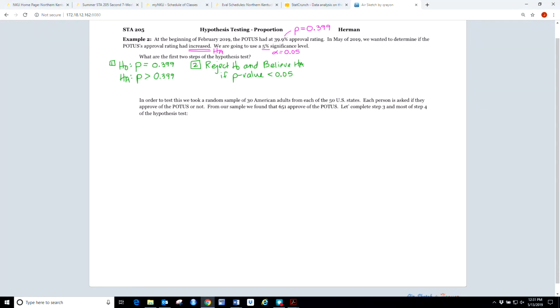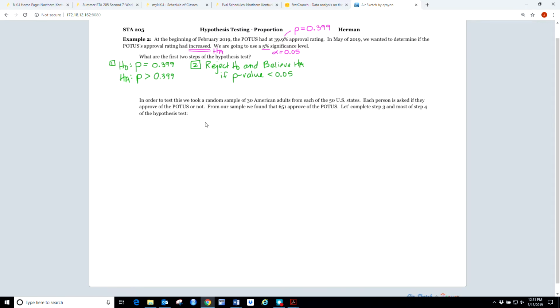Alright, so we did the first two steps of example 2 in the last video, and now we're actually going to get our data and be able to do our math for this video. So in order to test this, we took a random sample of 30 American adults from each of the 50 states. Each person was asked if they approved of the president or not. From our sample, we found that 651 of them approved of the president. So now we're going to complete steps 3 and 4, well, most of step 4, of our hypothesis test.